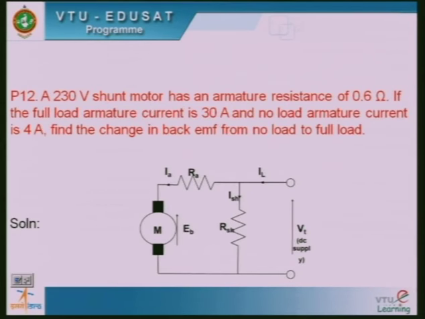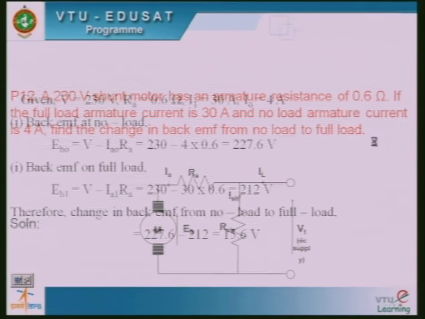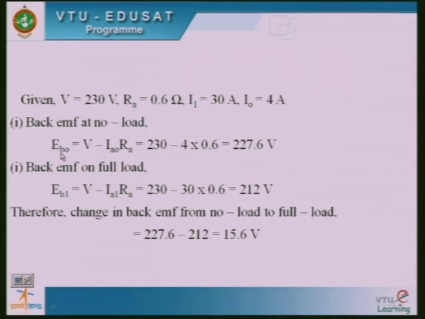Now, we will see the next problem. This is also a shunt motor with an armature resistance of 0.6 ohm and the voltage V is 230 volt. If the full load armature current is 30 ampere and the no load armature current is 4 ampere, find the change in back EMF. Here, since the armature current is changed, the back EMF will also change from no load to full load, because we have the relationship EB is equal to V minus IA RA. In both cases, the current will change.